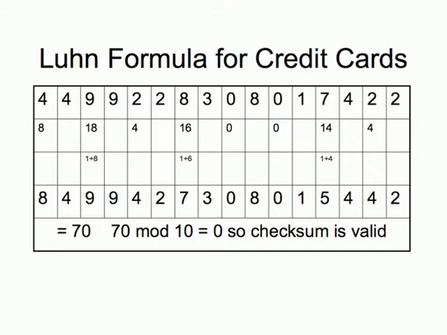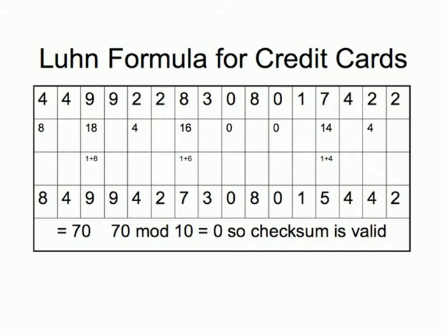So let's take a look at this number here that I've made up. It's 4499-2283-0801-7422. So starting with that second last digit and moving towards the front of the number, we multiply every second digit by 2. So 2 becomes 4, 7 becomes 14, 0 gives us 0, 0 gives us 0 again, 8 gives us 16, 2 gives us 4, and 9 times 2 is 18, and 4 times 2 is 8.